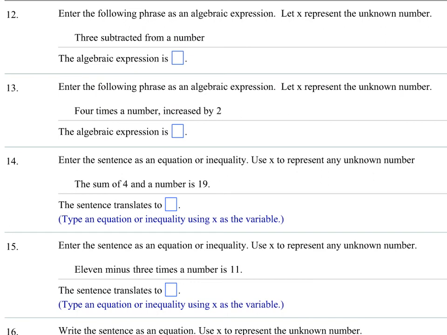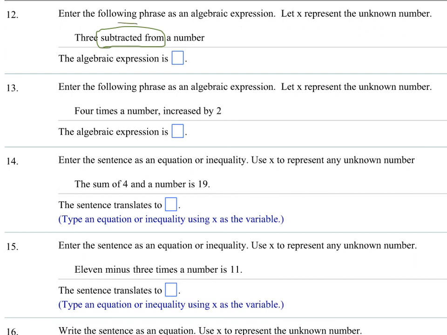I'm going to do number 12, that's like your homework, and also number 15, that's like your homework. So number 12 says, enter the following phrase as an algebraic expression. Let x represent the unknown number. So remember, the first thing I'm going to do is to look for some key words that will tell me whether to add, subtract, multiply, or divide in this problem. So I'm looking here and I see the word subtracted from. And I know that that means I need to minus.